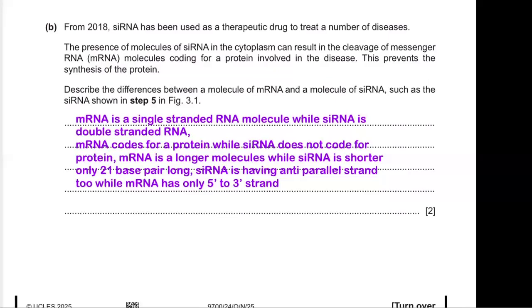So we know mRNA is single stranded, whereas siRNA is double stranded. mRNA can code for protein, while siRNA cannot. And mRNA is much longer, way longer than siRNA, because siRNA is just 21 base pairs long. So siRNA has anti-parallel strands, 5' to 3' and 3' to 5', whereas messenger RNA has only the 5' to 3' strand.